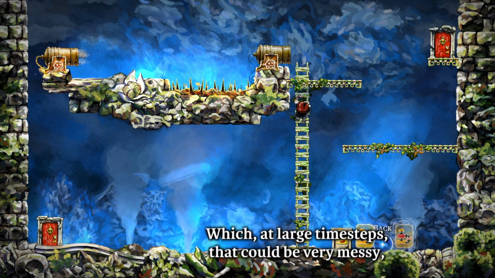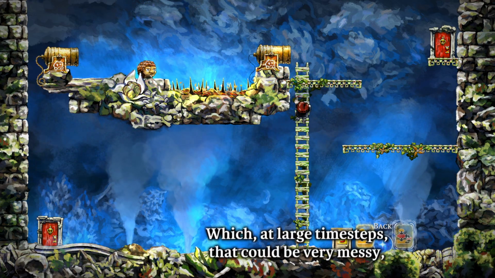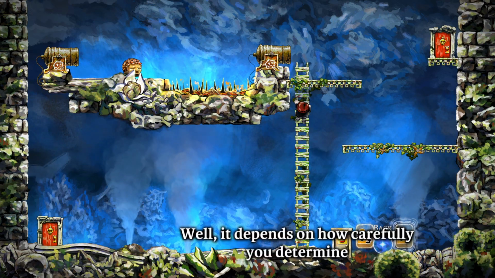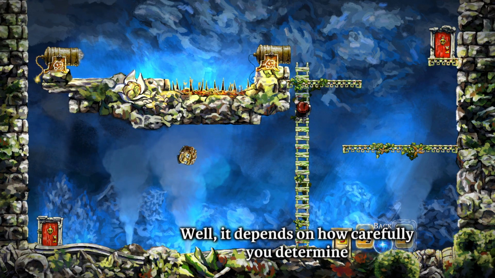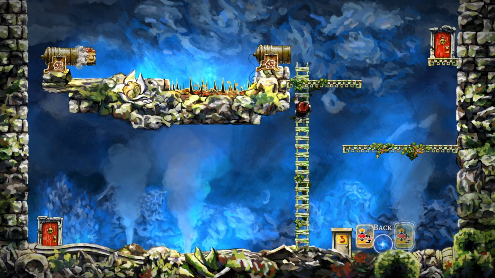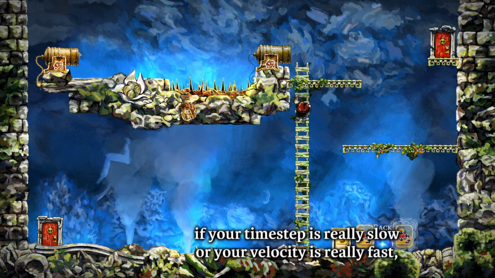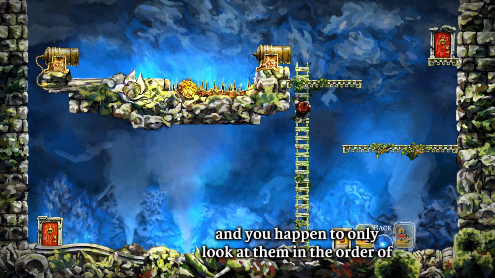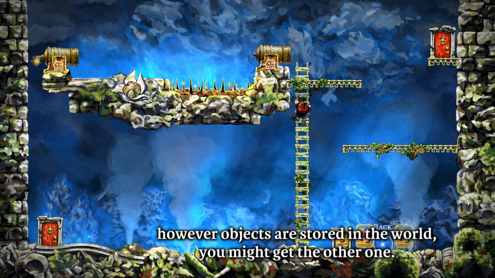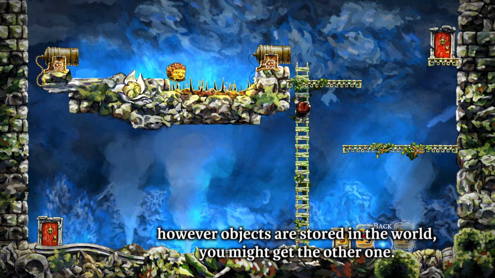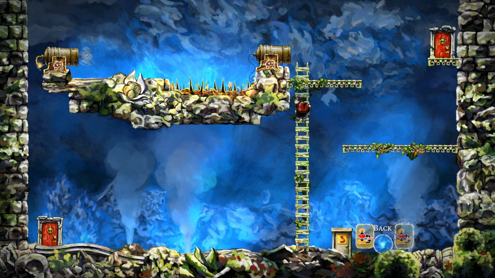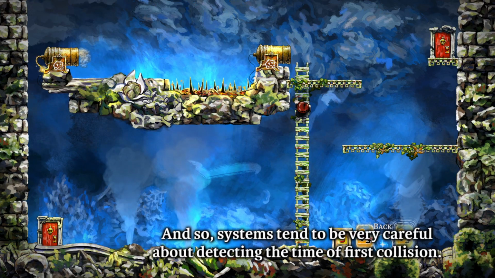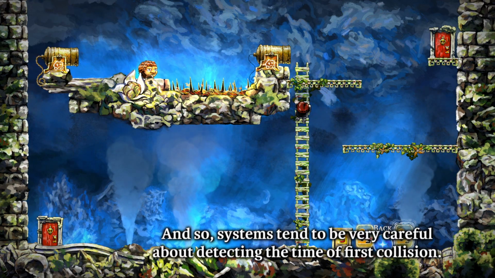At large time steps, that could be very messy and you could get very bad results, because it depends on how carefully you determine what was the first thing it collided with, right? You could imagine if your time step is really slow or your velocity is really fast and there are two things in the path and you happen to only look at them in the order of however objects are stored in the world, you might get the second one, when you really want to get the first one. And so systems tend to be very careful about detecting the time of first collision.